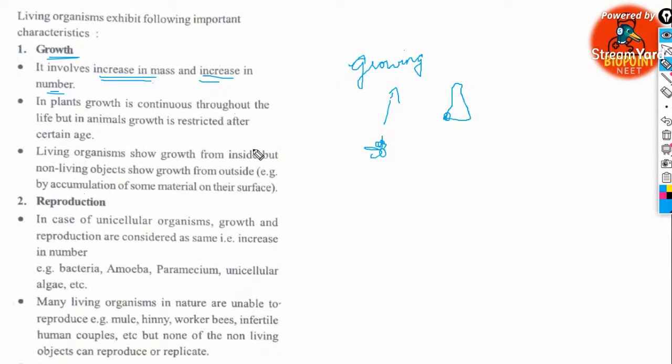So cellular growth is from inside, and the accumulation on surfaces, that is the growth of mountains and so on, is from outside. Therefore we can say that living organisms show growth from inside, but non-living objects show growth from outside. Since both living and non-living things grow, we cannot say that growth is a defining property of living organisms. Hope it's clear for you, the very first part of this chapter.